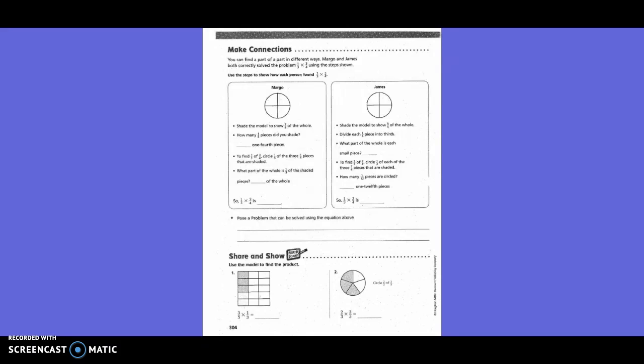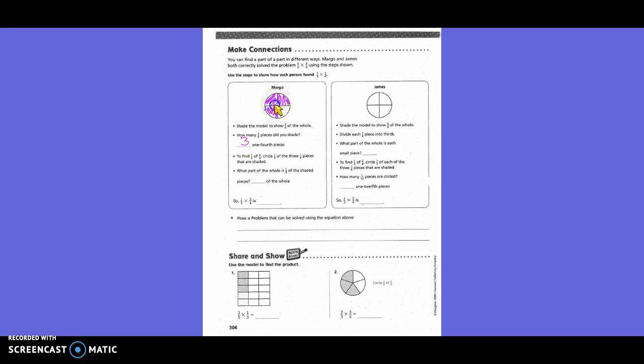Margot and James both correctly solved the problem 1/3 times 3/4 using the steps shown. Use the steps to show how each person found 1/3 times 3/4. So we're going to figure out how Margot found hers first. Shade the model to show 3/4 of the whole. So how many of those parts are we going to shade? 3 of them. How many 1/4 pieces did you shade? 3. 3 1/4 pieces.